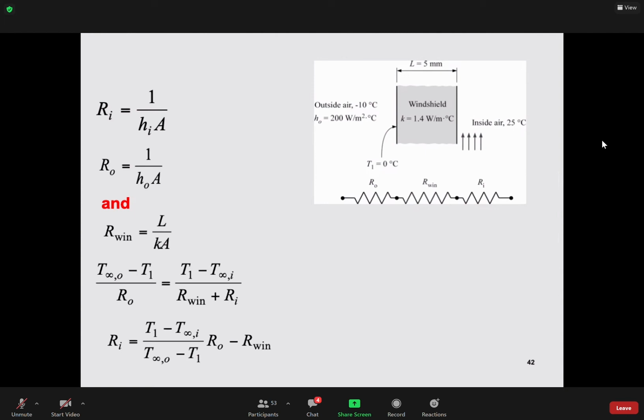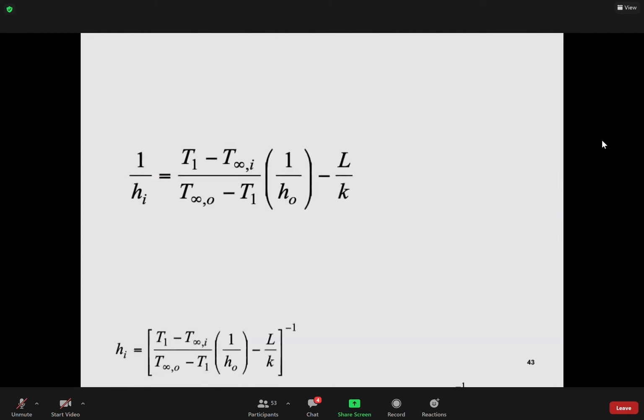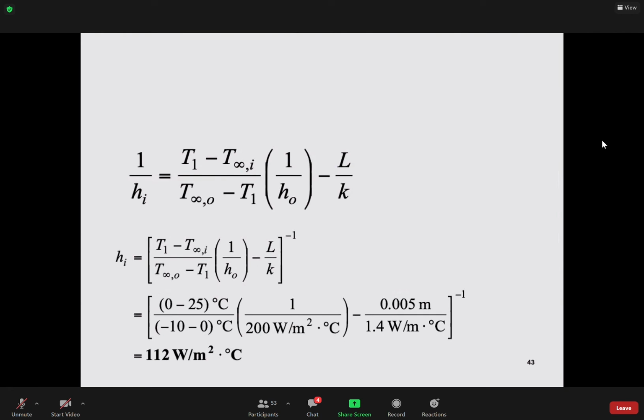Okay, good. Therefore, we go to the next slide. And from here, we calculate the same equation and find the convective heat transfer inside has to be 112. This equation that you see comes from the previous one, where we have Ri, this is Ro, and here is R, this one. Okay. Therefore, you have all those numbers.